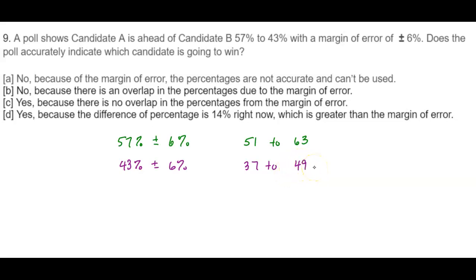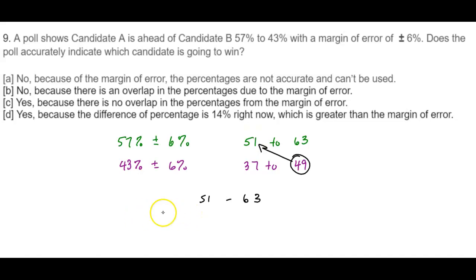Now the question is, is there an overlap? I've done this before. I sort of like to put it on a pseudo number line. So let's look at candidate A. Candidate A is from 51 to 63. Candidate B is from 37 to 49. Notice that 49, its highest value, is still lower than the lowest value for candidate A.